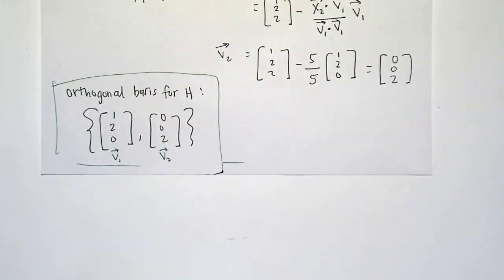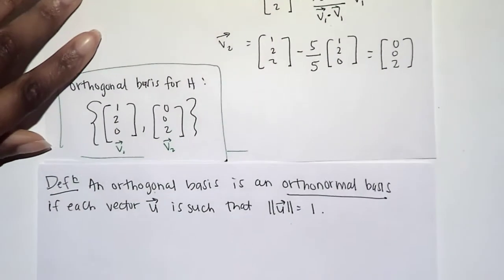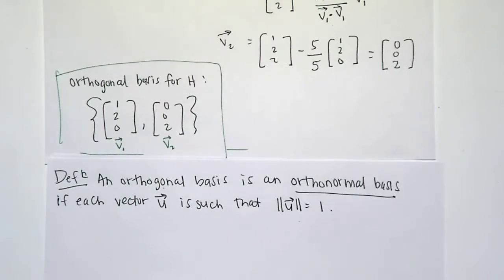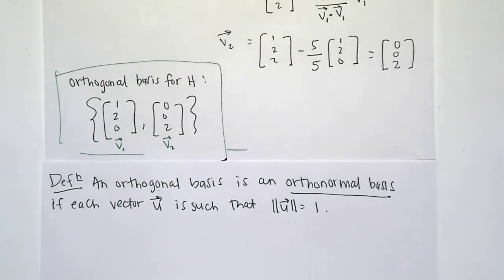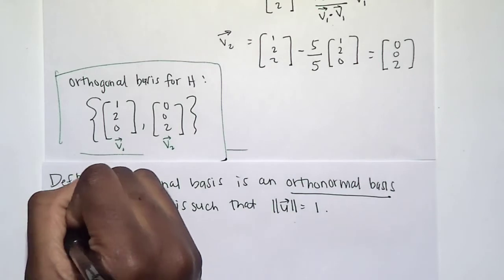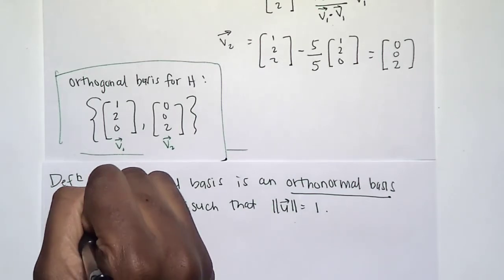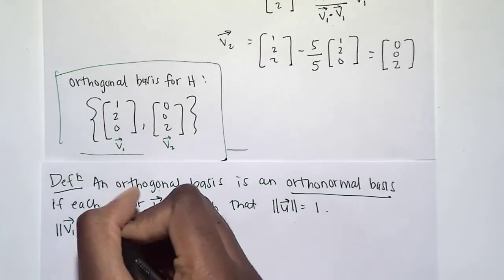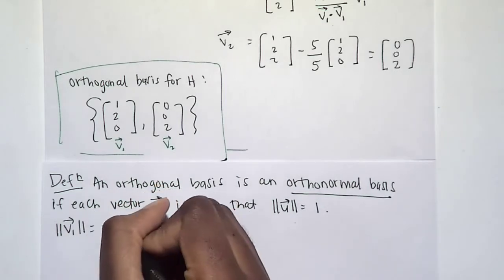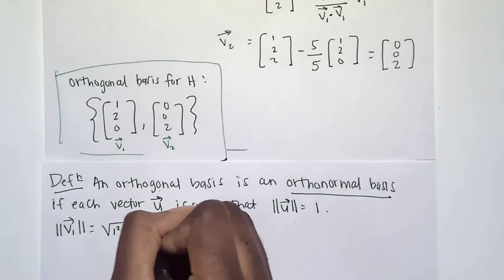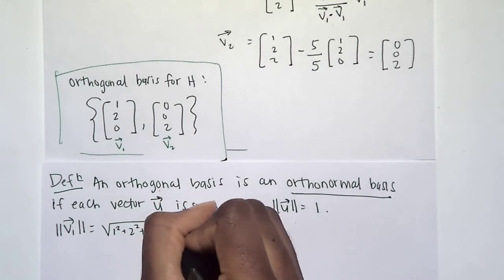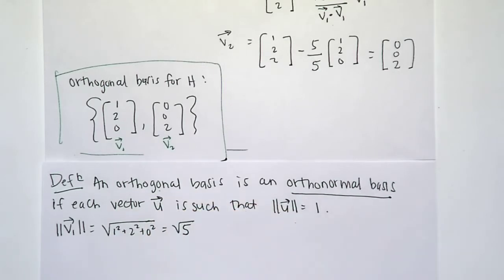We found an orthogonal basis, V1 and V2. So let's first look at V1 and look at the norm or the length of V1. Remember, that's the square root of each component squared. We get the square root of 5. So this is not a unit vector.